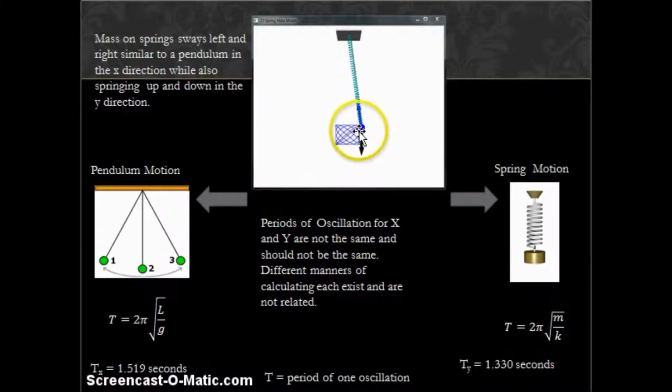That's because the mass is actually moving in a pendulum motion for the x component and in a harmonic spring motion for the y. The formula to find the period for the pendulum motion is that, and for the spring motion is that. So if you see, these two formulas are not related: this is length over gravity, and this is mass over stiffness. So that's why they're different, and they're supposed to be different.